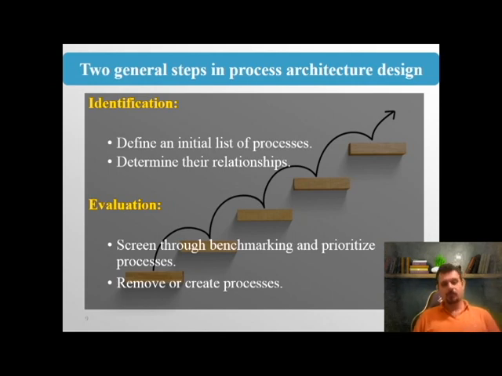You should remove the processes, or you have a goal but there isn't any process to support this goal, so you need to create new processes. So, process architecture has 2 general steps: identification, which leads to process list, process hierarchy, and process relationship, and evaluation, which leads to removing or creating processes and prioritizing processes.